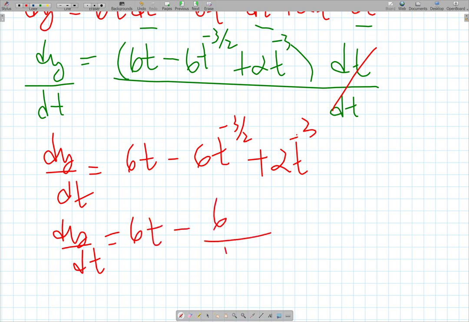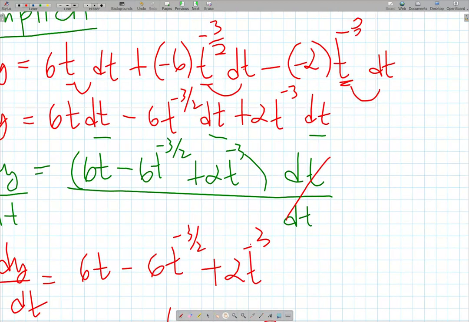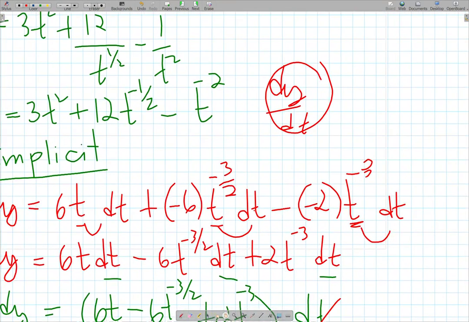Okay, so lagay ang t sa baba. Positive na ang kanyang exponent. Then may plus 2. Lagay ang t sa baba kasi negative. Magiging positive 3. Okay, so your dy over dt is equals to 60 minus 6 over t to the power of 3 over 2 plus 2 over t cube. Right? Using implicit yan, no? So using power rule, kaya pa naman siya ng power rule.